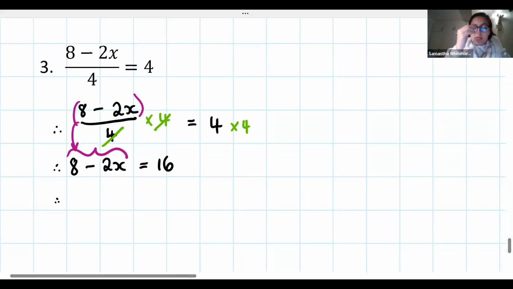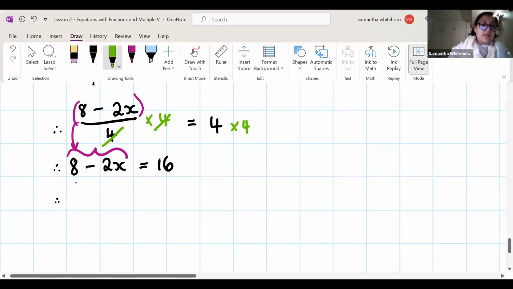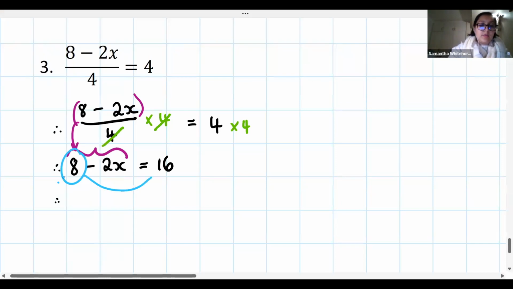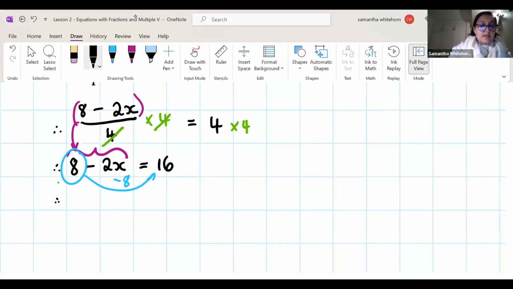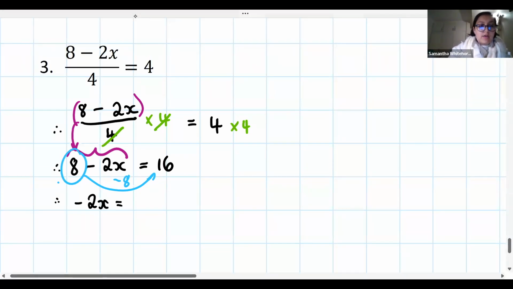Good, grade 8s. Okay, so we're not so keen on this positive 8 just sitting here. So we want to bring it over, which means it's going to become minus 8. So what we end up with then is a left-hand side that's minus 2x and a right-hand side, which is 16 minus 8, because we've brought it over. 16 minus 8 we know is 8. So we've got negative 2x equals positive 8.